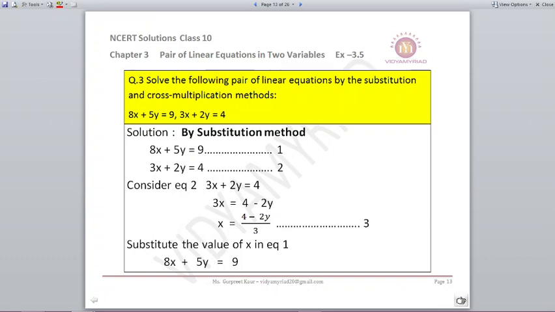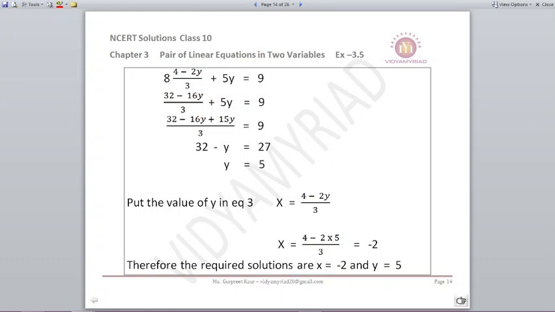So we will put this value of x in equation 1, that is 8x plus 5y is equal to 9. When we put this in place of x, (4 minus 2y) upon 3, we get the equation in y variable, and after solving it we get y is equal to 5. Now to find the value of x, we need to put this value of 5 in equation number 3, that is x is equal to (4 minus 2y) upon 3. We get x is equal to minus 2.